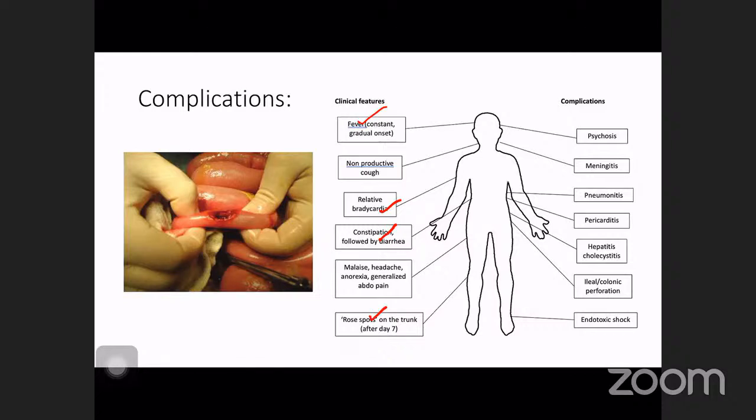Coming to the complications, the most common complication is ileal perforation or colonic perforation. Once there is continuous ulceration and necrosis, the patient will go on to perforation. Perforation is the most common complication and occurs at the end of the third week. Other complications might be psychosis, meningitis, pneumonitis, pericarditis, or endotoxic shock. So this is the typical perforation. The ulcer we saw is an oval ulcer, and this is the complicated perforation.